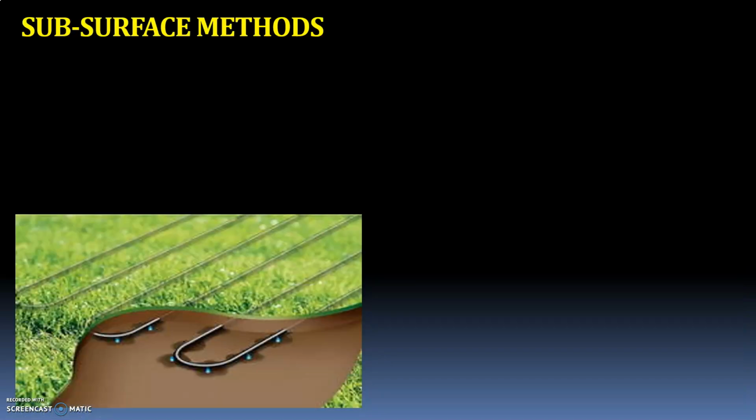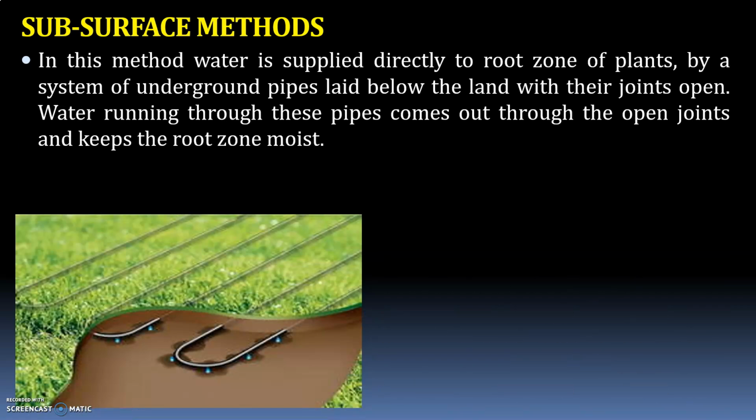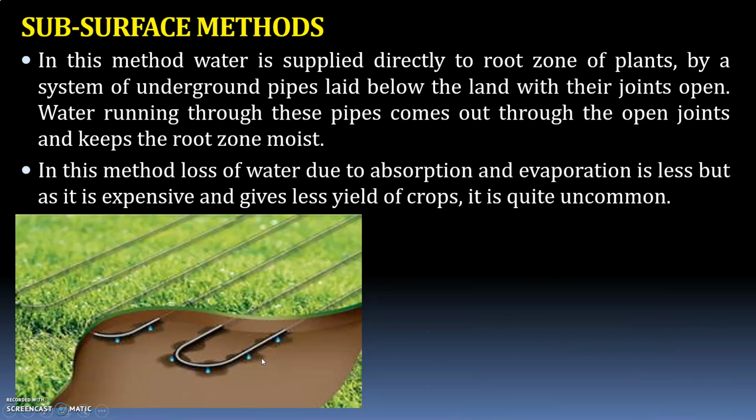Next, we'll see what is subsurface method. Here, in this method, water is supplied directly to the root zone of the plants by a system of underground pipes laid below the land with their joints open. Water running through these pipes comes out through the open joints and keeps the root zone moist. Okay, this is about subsurface method.